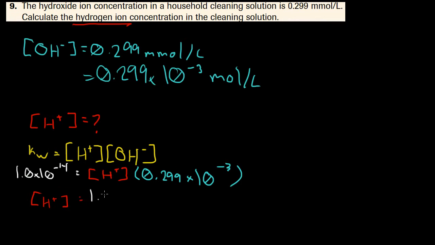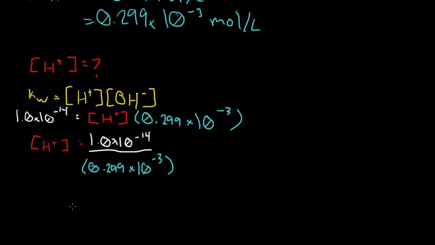So, the concentration of H plus is equal to 1 times 10 to the negative 14, divided by the concentration of hydroxide, which once again is 0.299 times 10 to the negative 3. When you do the calculation and plug the values into your calculator, you get approximately 3.3, two significant digits, so 3.3 times 10 to the negative 11, and that's moles per liter. And that's as simple as that problem is.